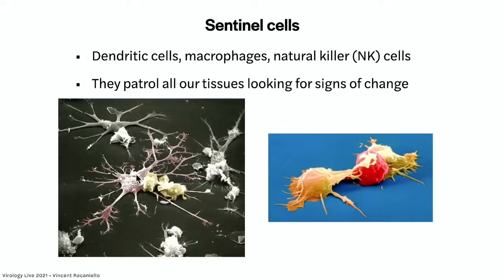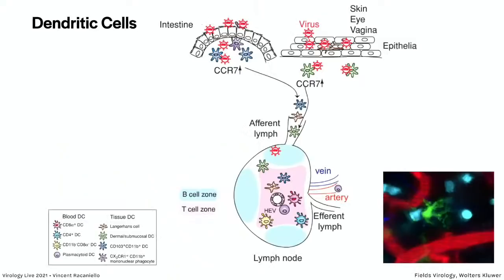Here, that dendritic cell is next to a normal cell. And here is an NK cell snuggling up to a cell. So these are two kinds of sentinels, including macrophages, which aren't illustrated here. Dendritic cells are all over you. They're different kinds. Here, on the lower left, we have dendritic cells in the blood with different markers on them and different functions.